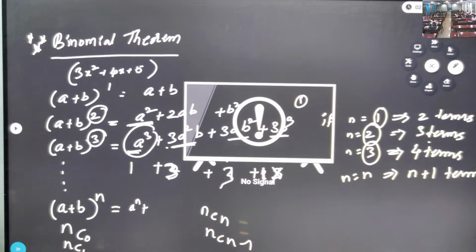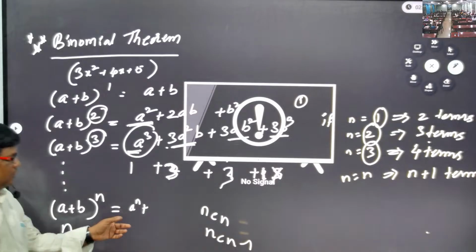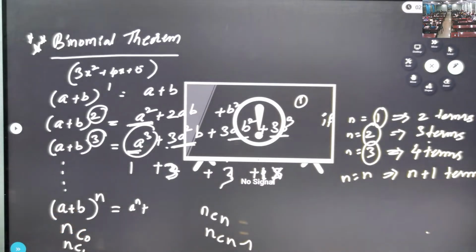NC1 value. Same over. NC1, if you are writing for (a plus b) power n, will the a value decrease or increase? Decrease. So what is the value for NC1?